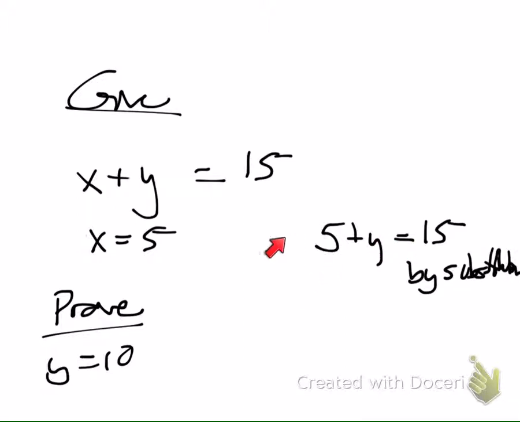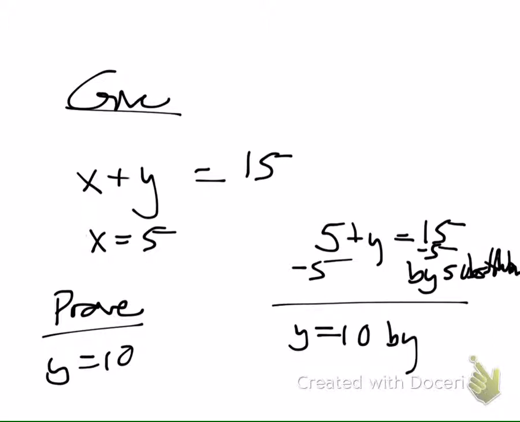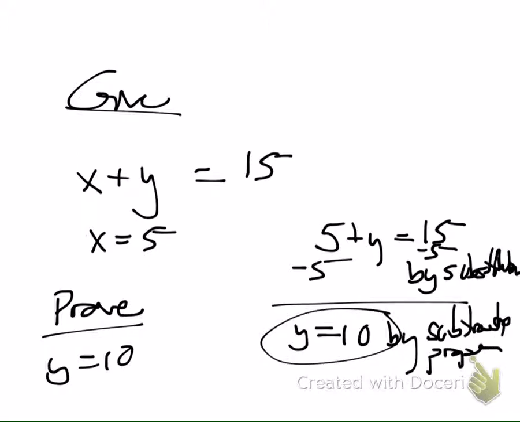Then what are you going to do to both sides to solve for y? Subtract 5, subtract 5. Y equals 10 by, what did you do? Subtraction property. Right? And there you just proved y equals 10. Okay. So I did substitution property, then I did subtraction property to prove that y equals 10. Those are the reasons you're going to give to solve these algebraic proofs.